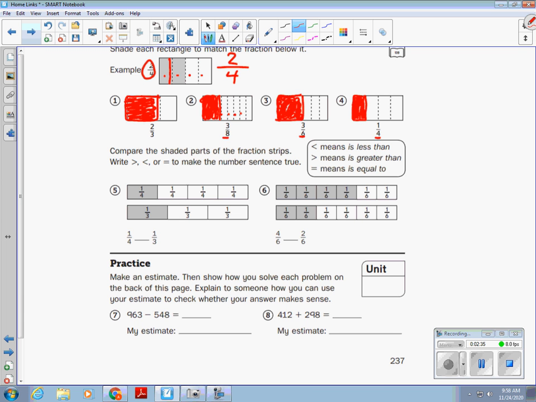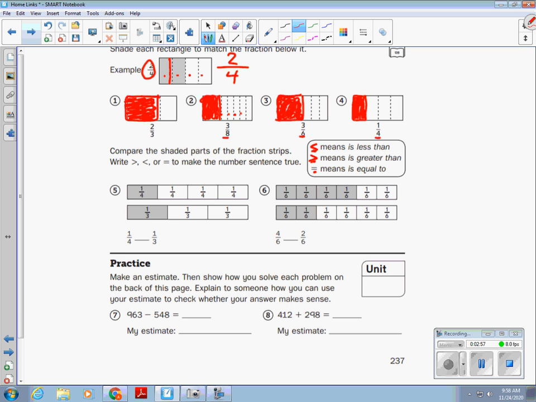Okay, on the next part, we are going to compare the shaded parts of the fraction strip. We're going to use the 3 different signs that we have here. And remember, when we have it going this way, it means less than. When we're going this way, it's greater than, and then we have the equal to.